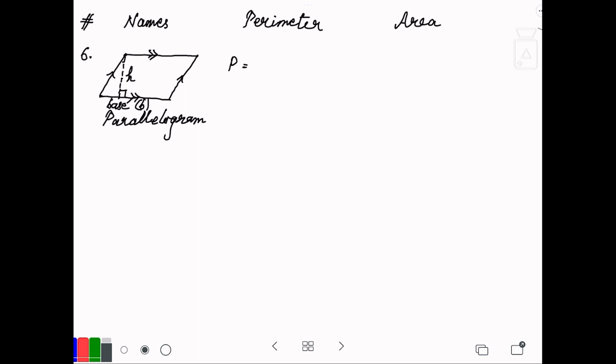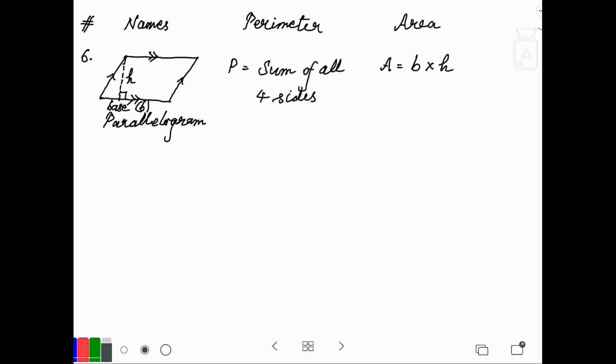As usual, if you ask me what the perimeter is, we will use the sum of all sides. How many sides do we have? 4 sides. You can write it as the sum of all 4 sides, or simply the sum of all sides. Coming to the area of a parallelogram, it is nothing but base times height. So this is the formula for a parallelogram.